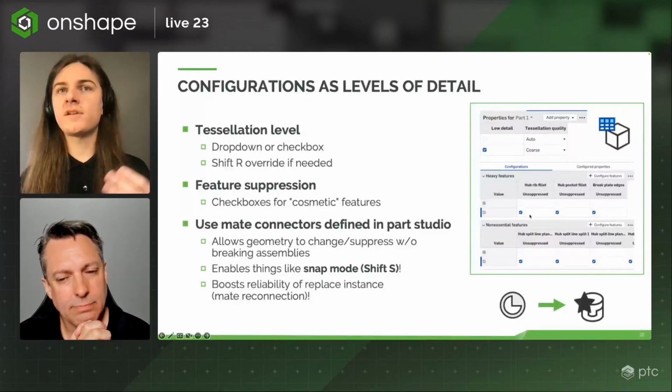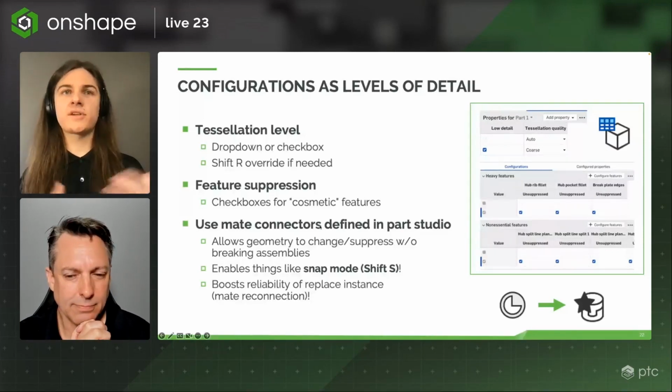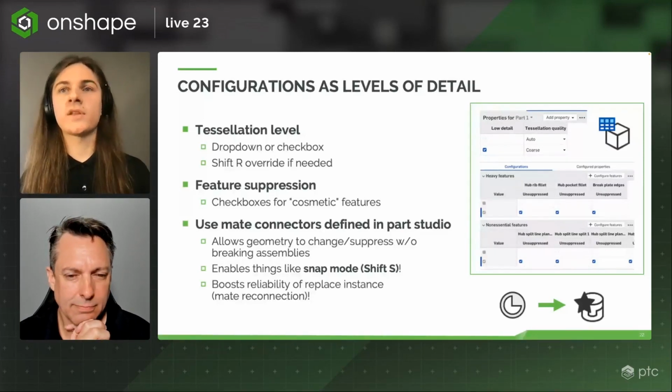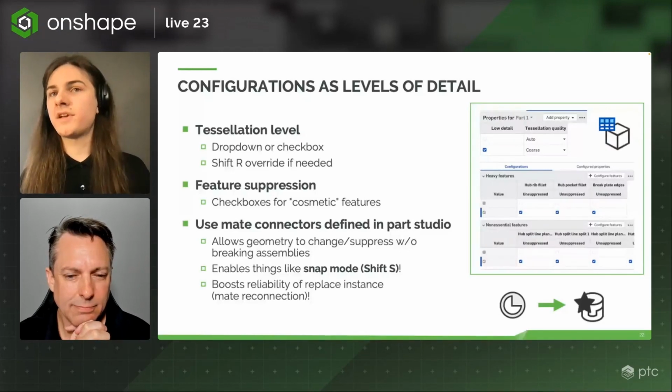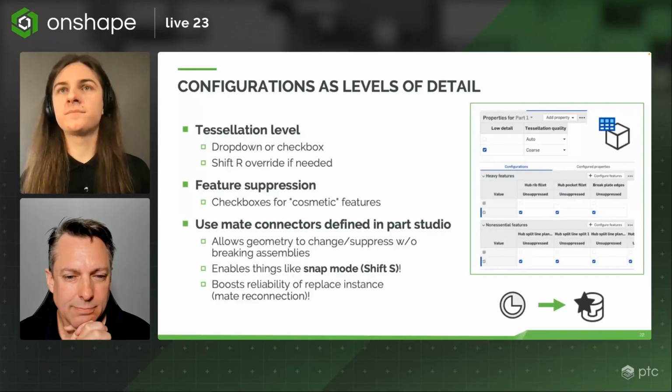Also, if you use make connectors defined in the Part Studio, you can freely suppress and unsuppress all sorts of geometry, and none of your mates will break. It also lets you use snap mode in assemblies, Shift-S, so it's kind of like standard content. So I highly recommend using make connectors defined in the Part Studio.